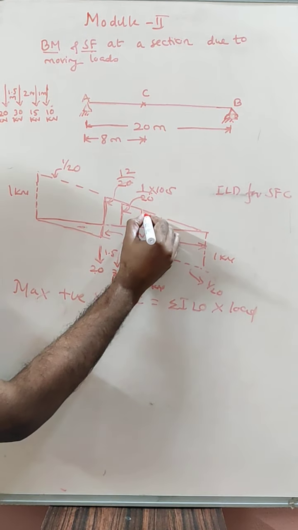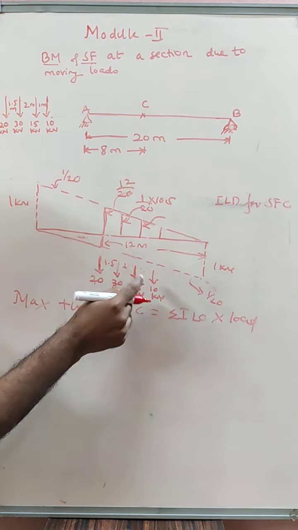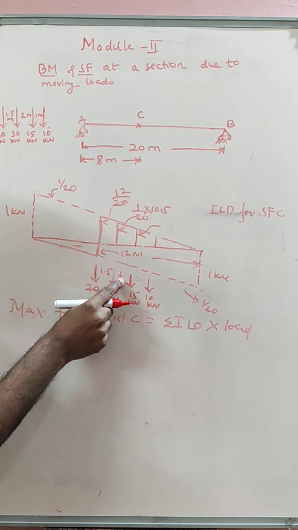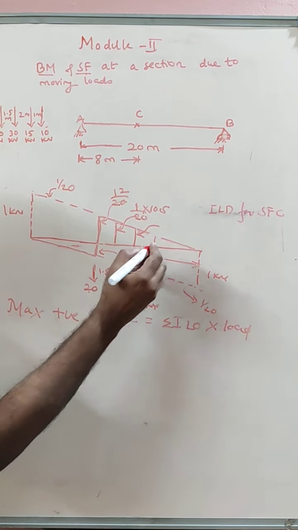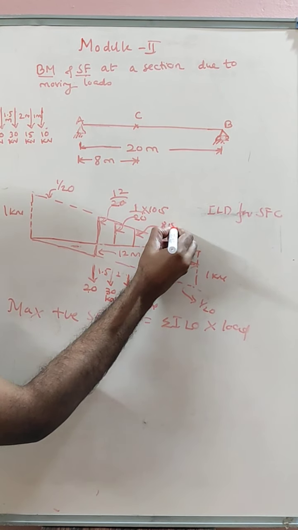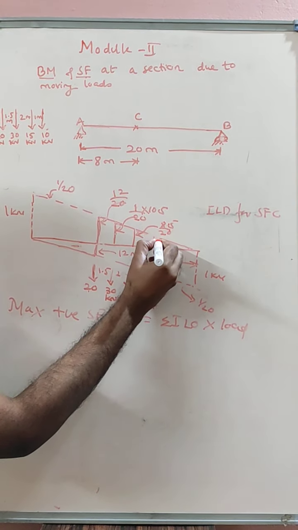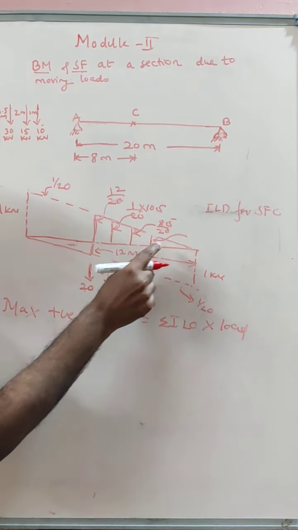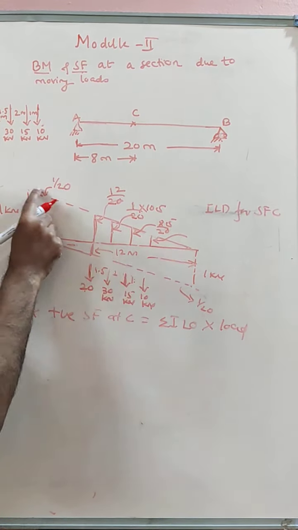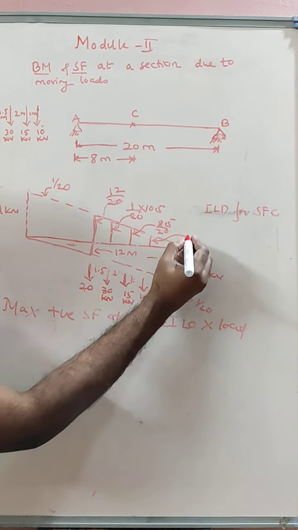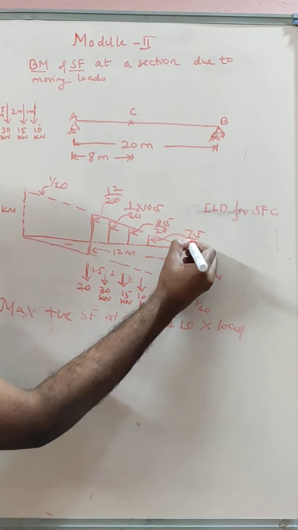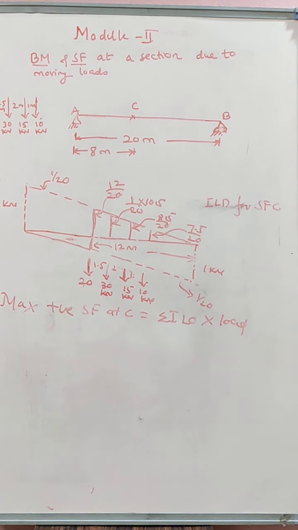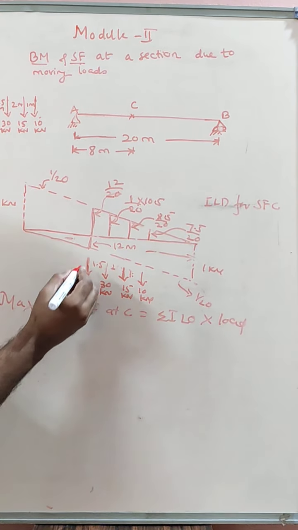Similarly, what will be this ordinate? 1 by 20 into the distance. The distance is 10.5 minus 2, that is 8.5. That means 8.5 by 20. And the last one is 1 meter less, so this ordinate is 1 by 20 into the distance 7.5, that means 7.5 upon 20. So these are the ordinates. That's all, as simple as that.